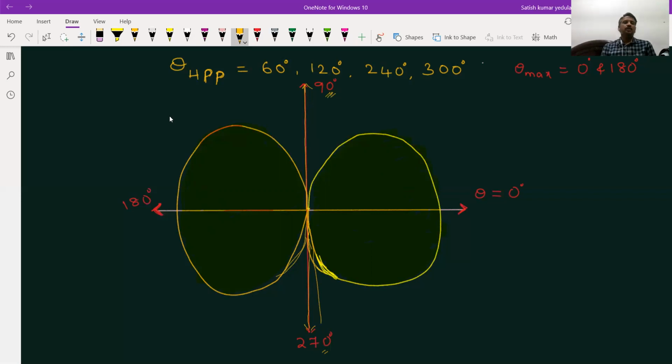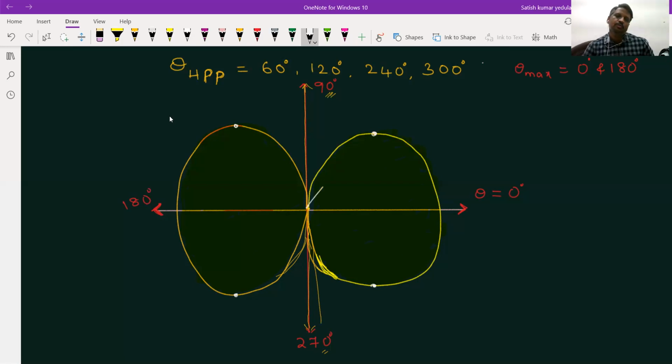As per theoretical concepts, this is the radiation pattern. And in this you have to mention half power points. 60 will be somewhere here. Next, 120 will be here. 240 will be somewhere here, and then 300 is somewhere here. So these are the half power point directions.